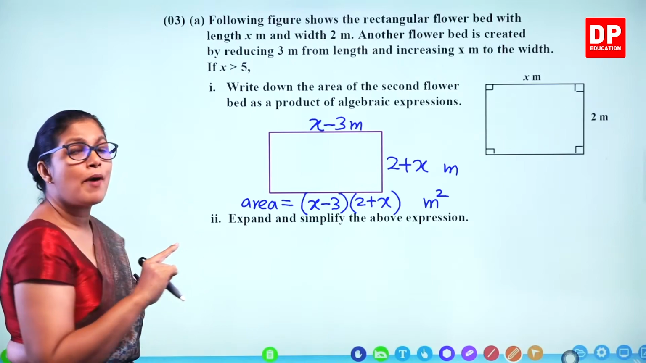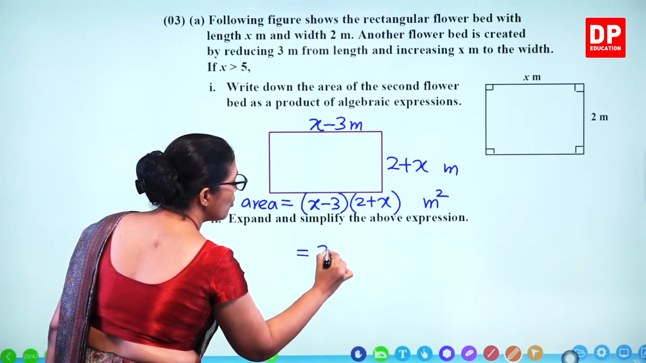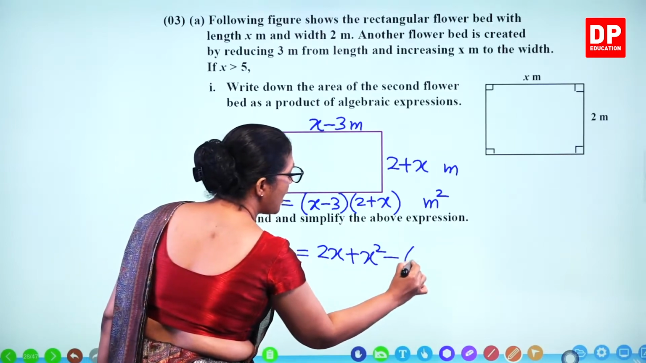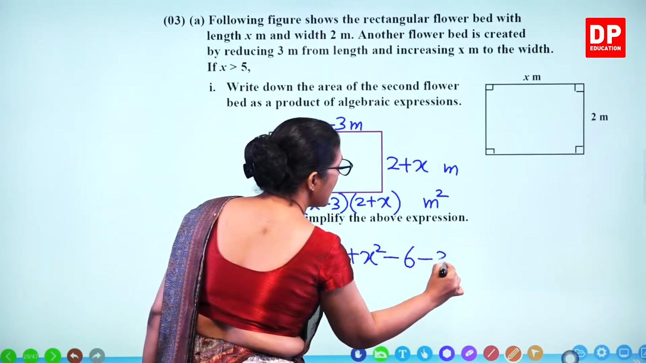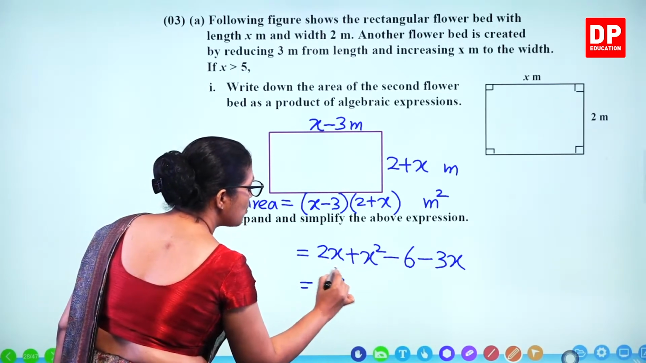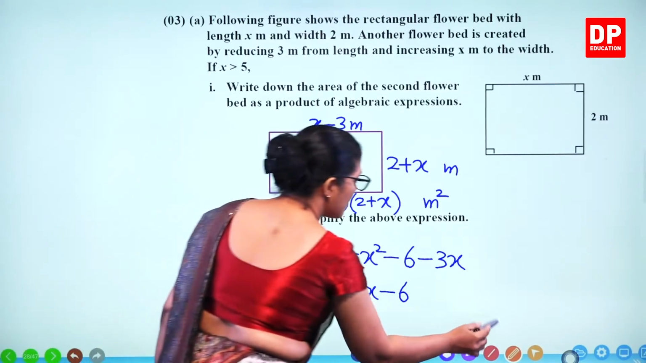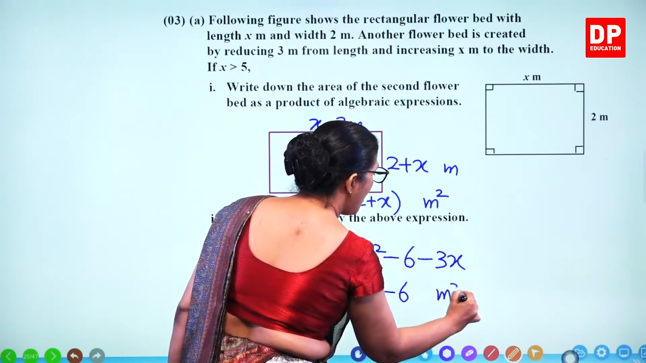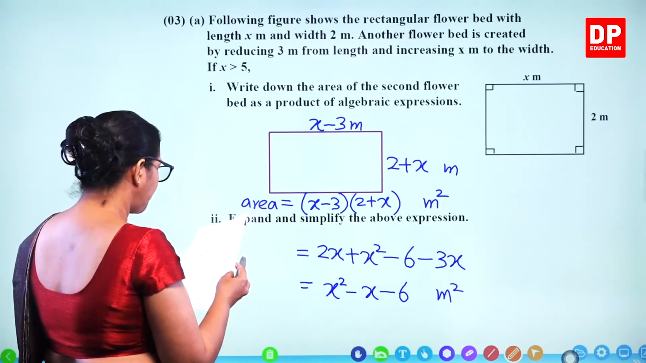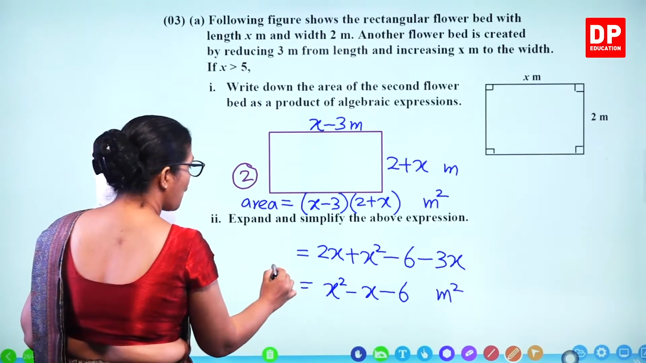Expand and simplify the above expression. So we'll expand x into 2, 2x. x into x, x squared, minus 3 into 2, minus 6, minus 3 into x, minus 3x. So you get x squared, minus 3x and 2x, minus x, and minus 6. So that's the area of the new flower bed. So how many marks? 2 marks here and 3 marks for this step.